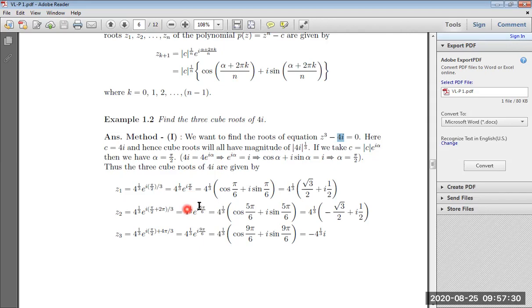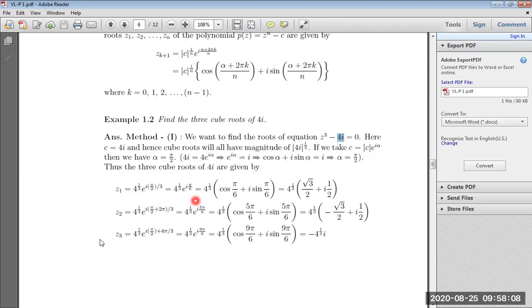Now use the definition of e to the power i theta. So that is nothing but cos 5 pi by 6 plus i sin 5 pi by 6. Right. So this is e to the power i 5 pi by 6. Now again write the values of cosine 5 pi by 6 and sin 5 pi by 6, and they are minus root 3 by 2 and plus half respectively. So this is the second root of this polynomial equation, z to the power 3 minus 4i is equal to 0.